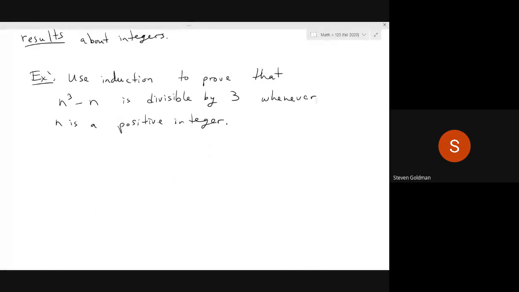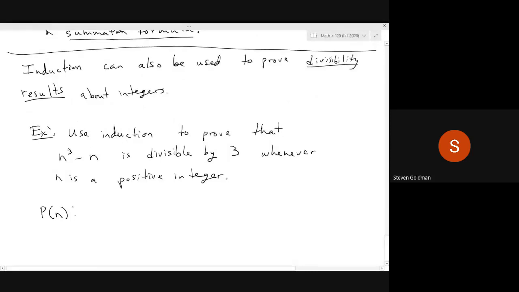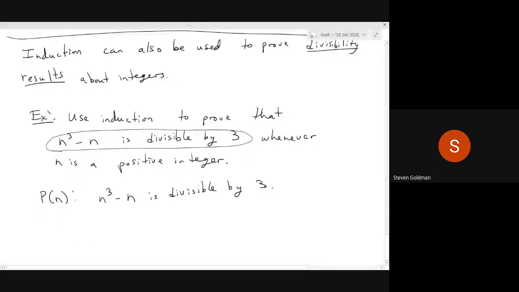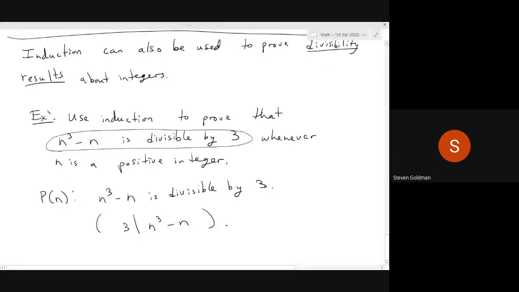All right. So before I get to the two steps of induction, let's first clearly write down what P(n) is, what the statement is that we're trying to prove. And we'll also write down what our domain is. So the statement we want to prove is that n cubed minus n is divisible by 3. Another way of writing this is to say that 3 divides n cubed minus n. That's just another way of saying it.